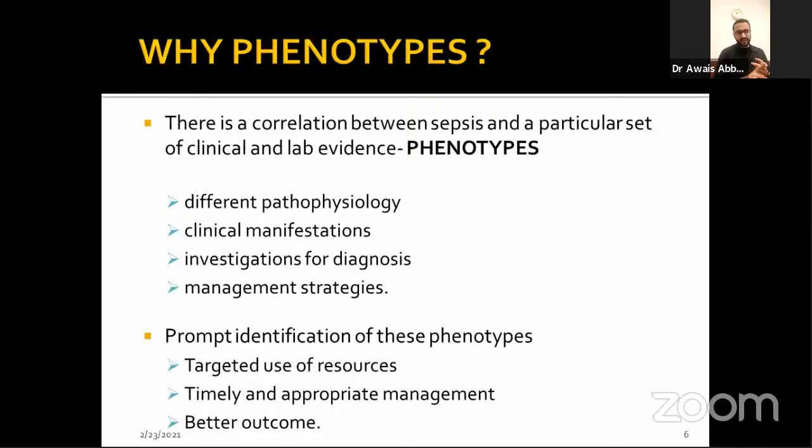Every phenotype has different clinical manifestations. There is a particular set of investigations to diagnose that particular phenotype, which guides us to different management strategies for each phenotype. And what will we achieve after prompt identification of these phenotypes? We will be able to make targeted use of resources, specifically in resource-limited countries. We'll be able to manage our patients timely and appropriately, and after that we'll expect a better outcome for our patients.